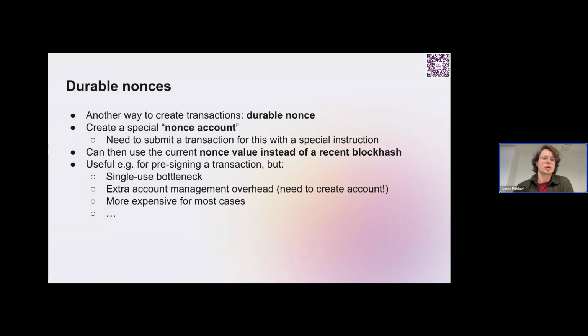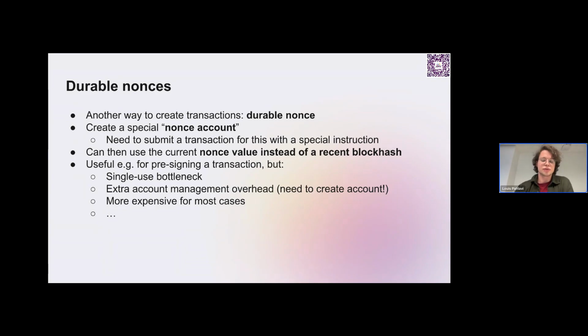And a durable nonce, basically what you do is you create a special nonce account. And when you submit a transaction, you can essentially include the nonce value from that special account instead of a recent block hash. The caveat being that when you submit your transaction, you also need to prove that you are using this nonce value only once. So when you submit your transaction, you also need to include an instruction to bump this value.